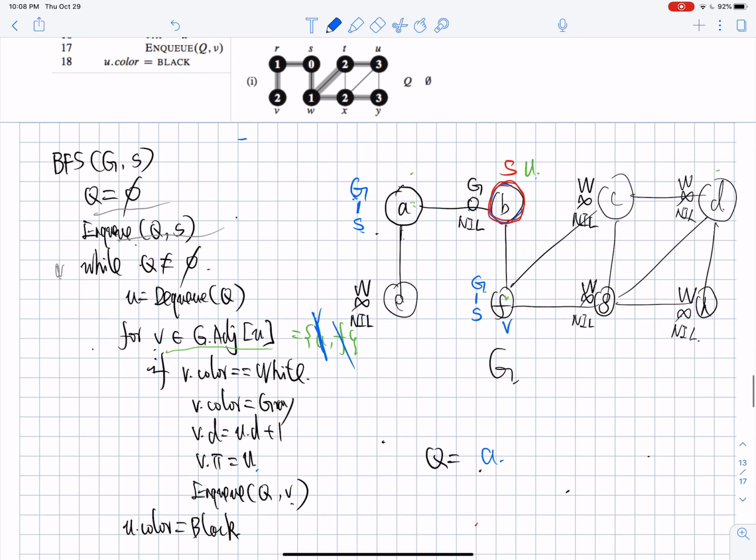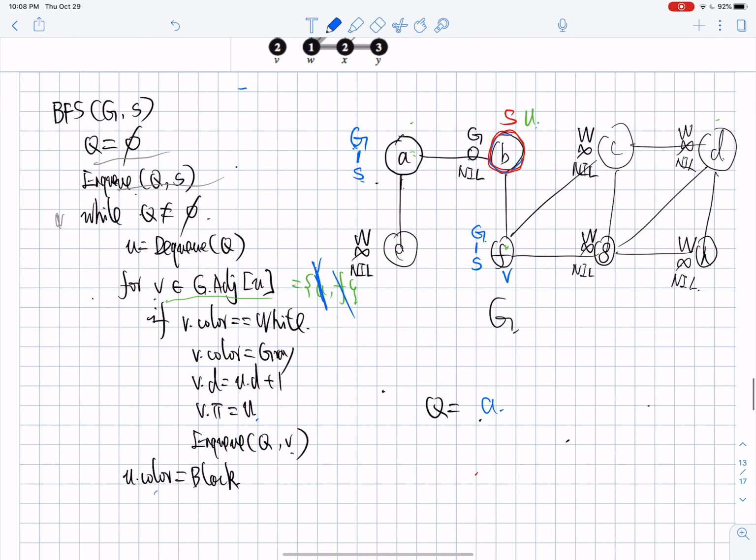And then finally, we will be able to execute the last line, which is u.color equal to black. So we just set its color to black. Okay, and this is what we do in this iteration of the while loop. So then we just go back to the while loop again. Sorry, I forgot to do the enqueue thing for the node F. So F is also in the queue, and then we go back to the while loop.